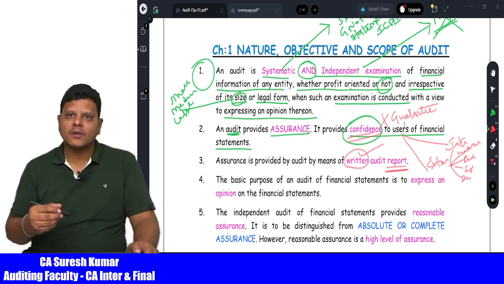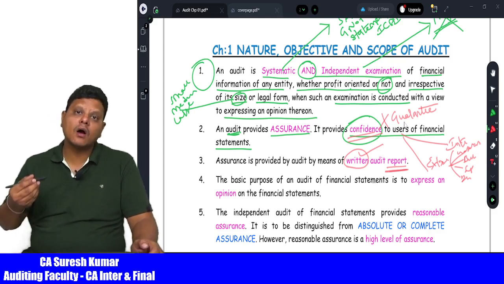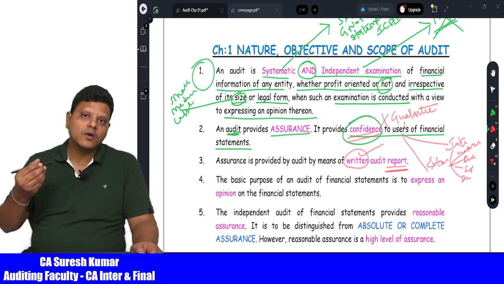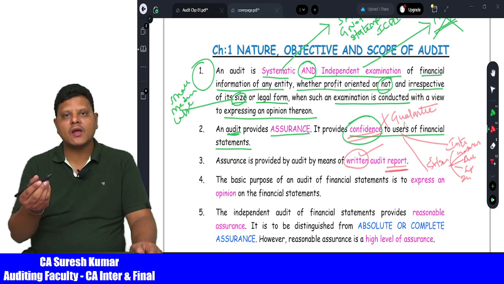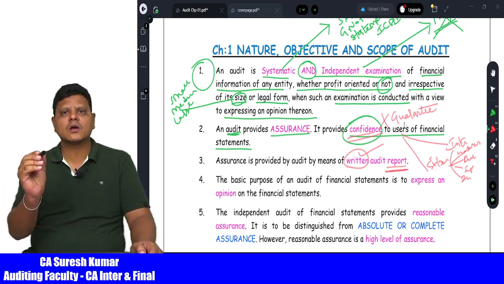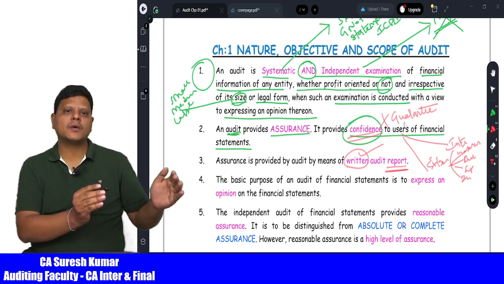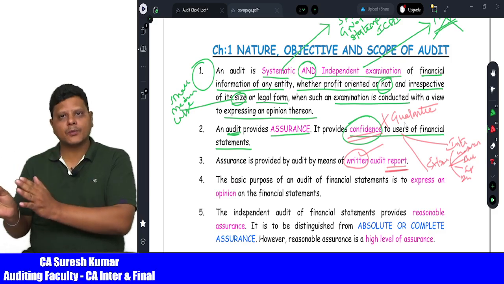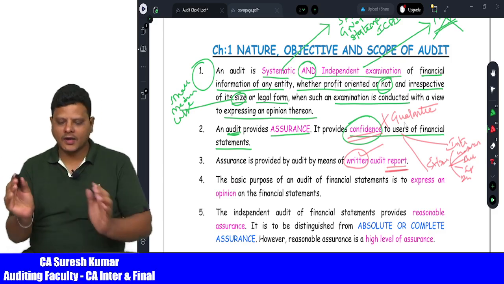Now whenever I am giving the assurance, when I am giving the confidence to the users, the confidence should be given by way of report. By way of report or by way of opinion, both are the same. So in the entire auditing paper, opinion is equal to report is equal to opinion.